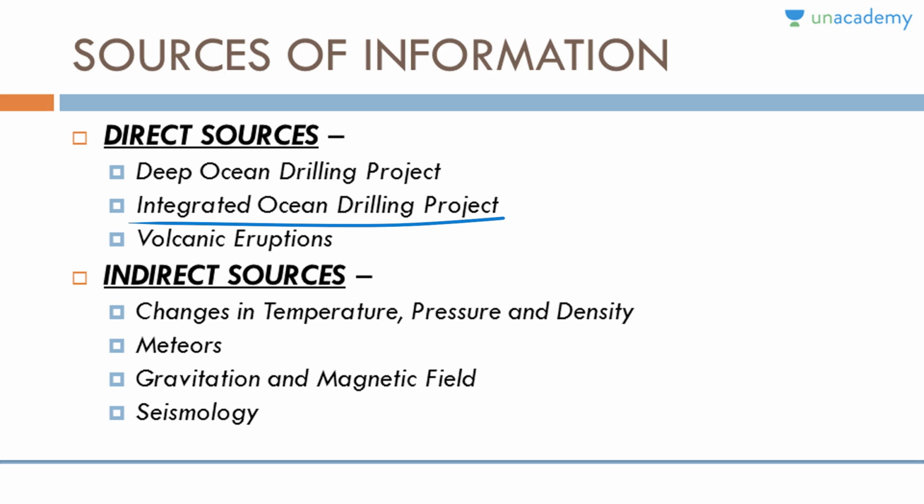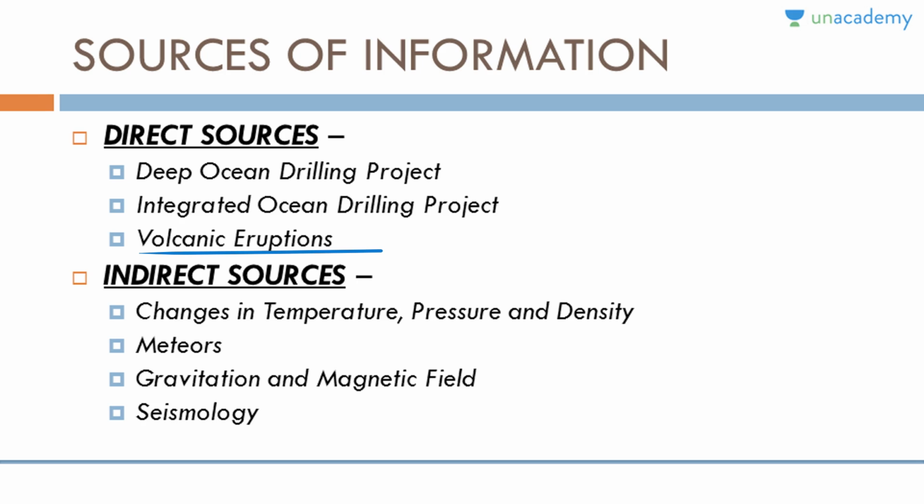Another direct source is volcanic eruption, where as and when magma comes out to the surface of the Earth, it becomes readily available for analysis. But it is difficult to ascertain the depth of the source of such magma. So in such a scenario, it is impossible to find out the exact depth from which such magma is coming out.